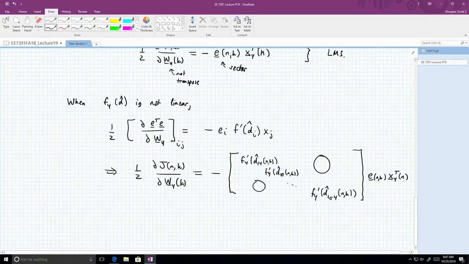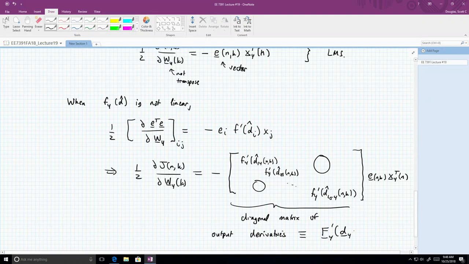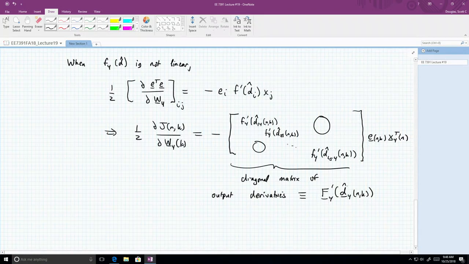So it's still that. So this is a diagonal matrix of derivatives. And this is really sort of output derivatives, right? And we're going to call this matrix capital F4 prime of D for NK, right? And there's actually a hat there, right? So the way I think of it is just evaluate it this way.